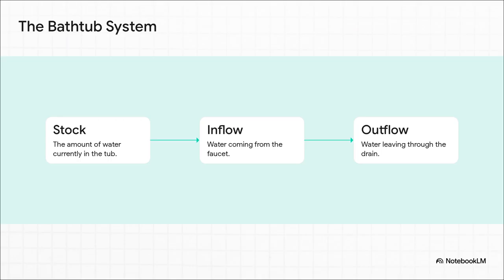Okay, so back to the bathtub. It perfectly shows you the three basic building blocks of any system. First, you've got the stock. That's just the water that's in the tub. Then you have an inflow, the water coming in from the faucet, and an outflow, the water going out the drain. The amount of stock, the water level, is totally dependent on the rate of that inflow and outflow. Simple, right? But believe me, this is where all the magic starts.